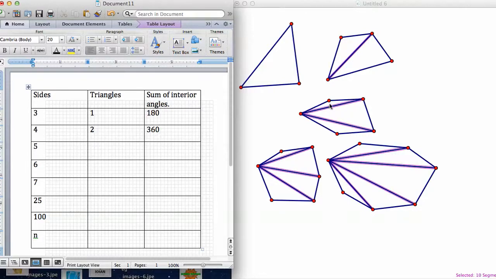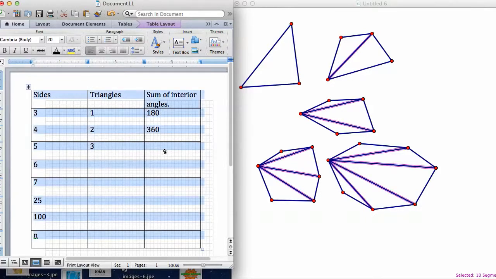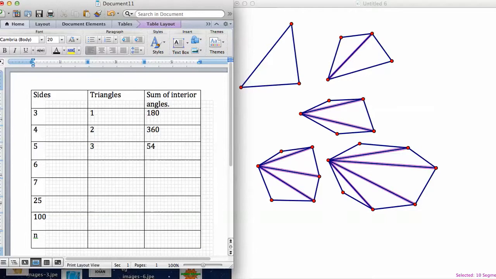Likewise, I would go to the five-sided figure. Now, even though these triangles are small, they still count. So how many triangles are in a five-sided figure? There are 3. You can count them. And so I would multiply 3 triangles by 180, and that gives me 540 degrees of interior angle measure.